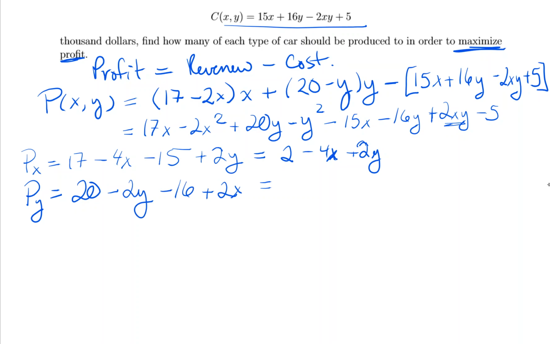I thought there was another y in here. Guess not. Oh well. So 20 minus 16 will just give us a 4. And then, actually, let's put my x here. You'll see y in a second. And then minus 2y. So hopefully, setting these equal to 0 looks like something you've seen before.